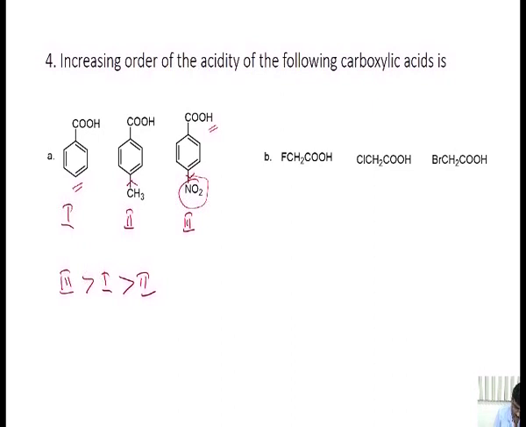If you see, the electron withdrawing nature of the fluoro substituent is greater compared to the chloro substituent, which is greater compared to the bromo substituent. Therefore, the acidity of the carboxylic acids will be in this order. Fluoroacetic acid will be more acidic compared to chloroacetic acid, which will be more acidic compared to bromoacetic acid, due to the electron withdrawing nature of the halogen substituent.